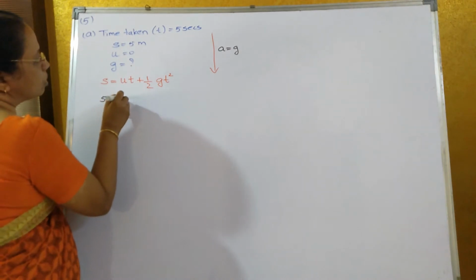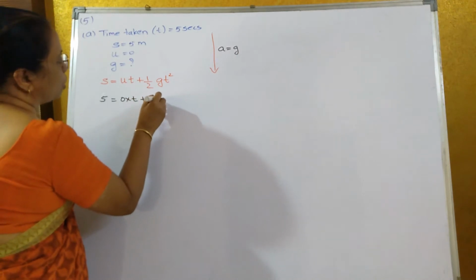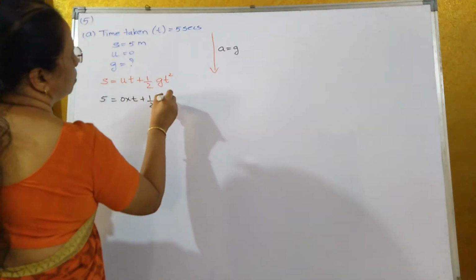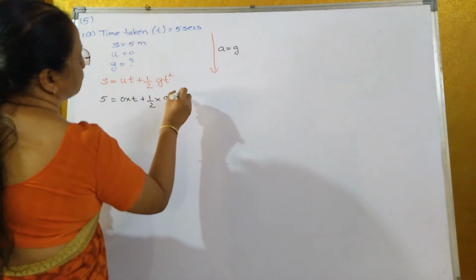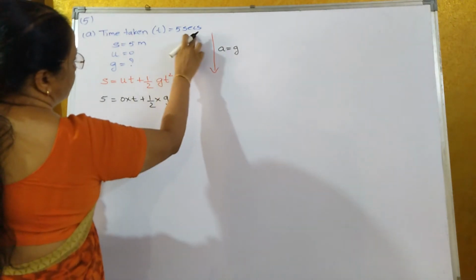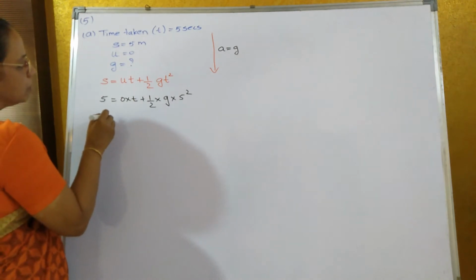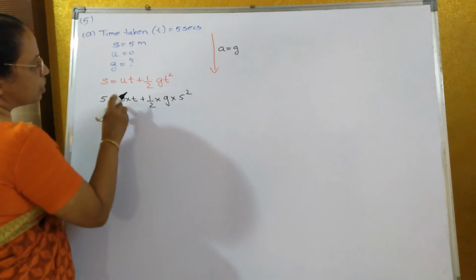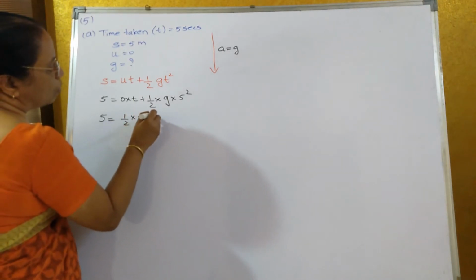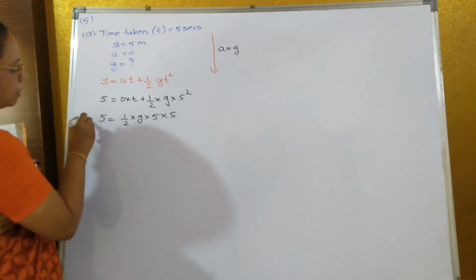5 is equal to 0 into t plus half into 9 point, g we have to find out, g into t is how much? 5 seconds, so 5 the whole square. So 5 is equal to half, 0 into t will be 0, half into g into 5 into 5. Keep the g over here and bring the numbers over here.